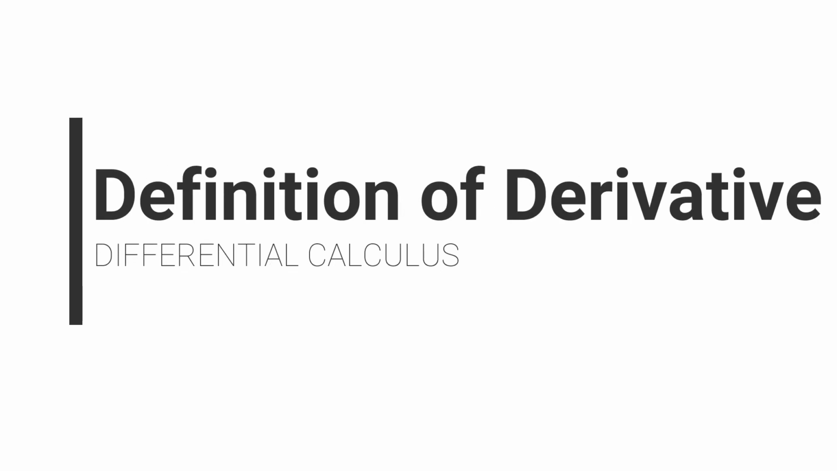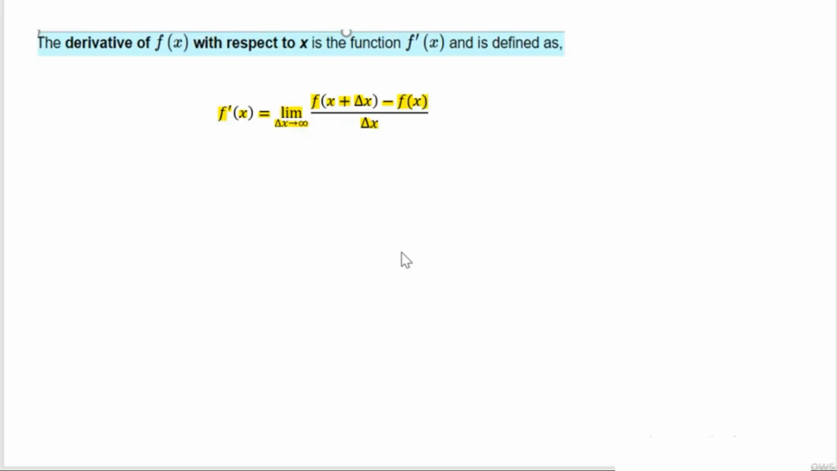Okay, today we are going to discuss the definition of the derivative of a function. The derivative of f of x with respect to x is the function f prime of x, and is defined as f prime of x equals the limit of f of x plus delta x minus f of x, all over delta x, as delta x approaches zero.